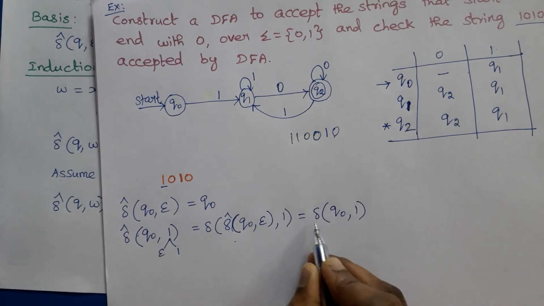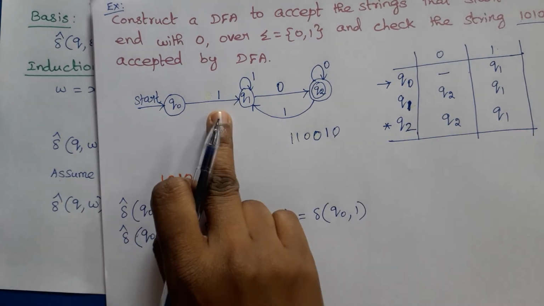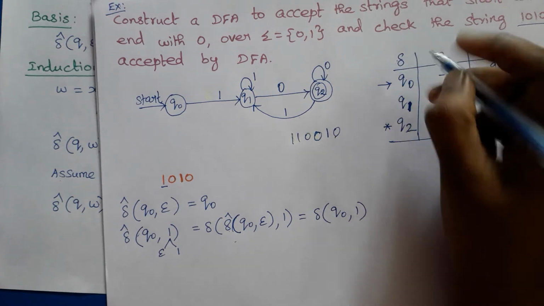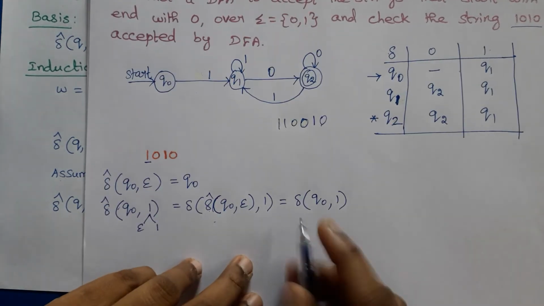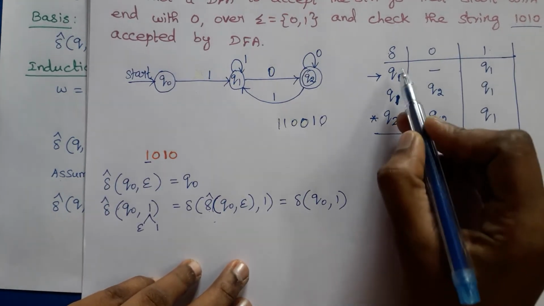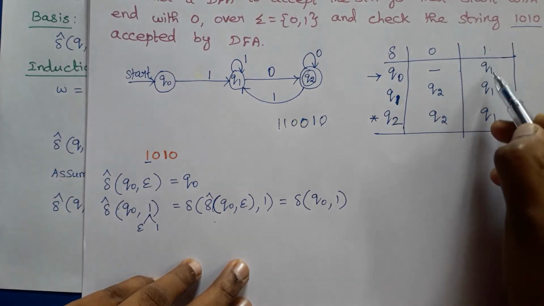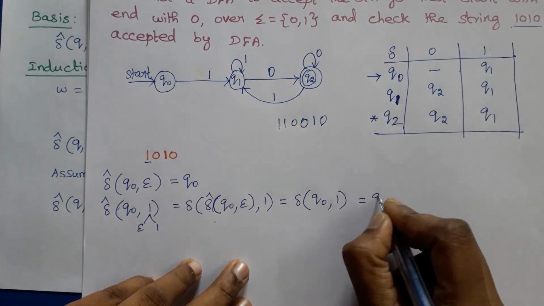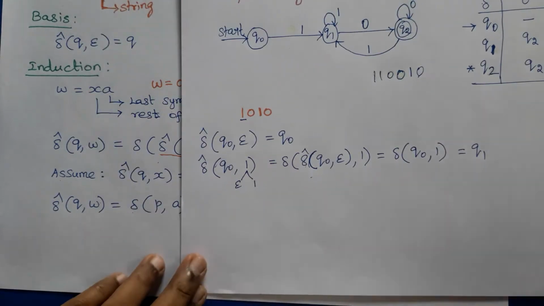So what is delta? Delta means it is a transition function. You can refer to the diagram or table. This table is delta only. So delta of q0 comma 1. Delta of q0 comma 1 is q1. So q1 is the result for this step.